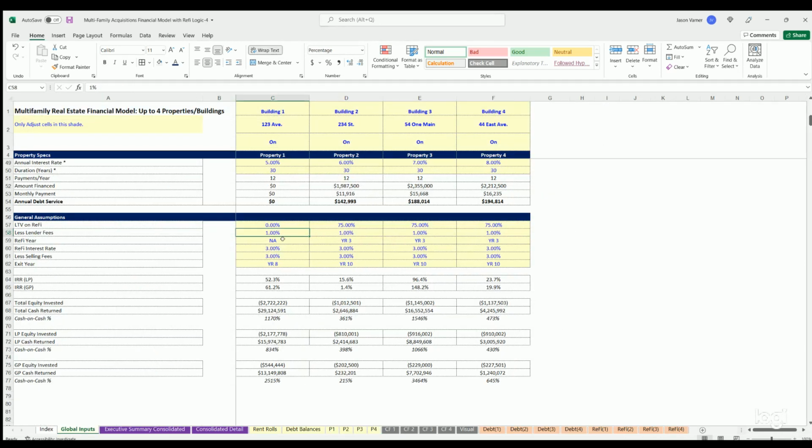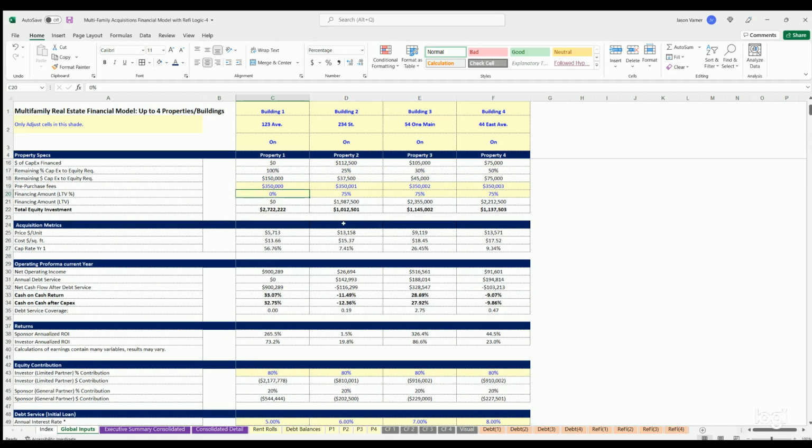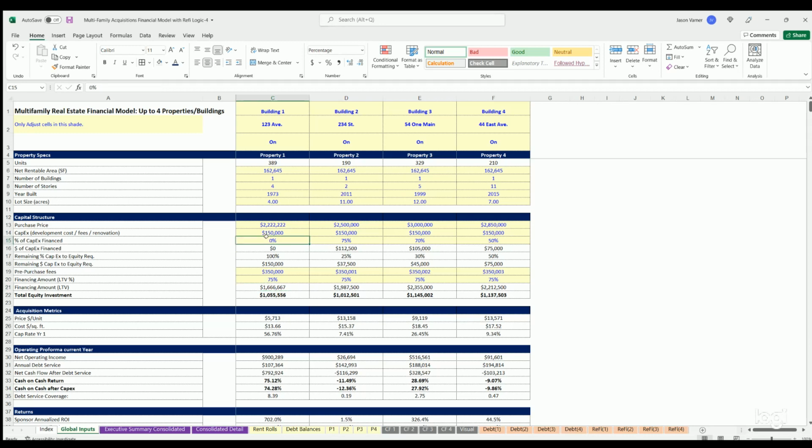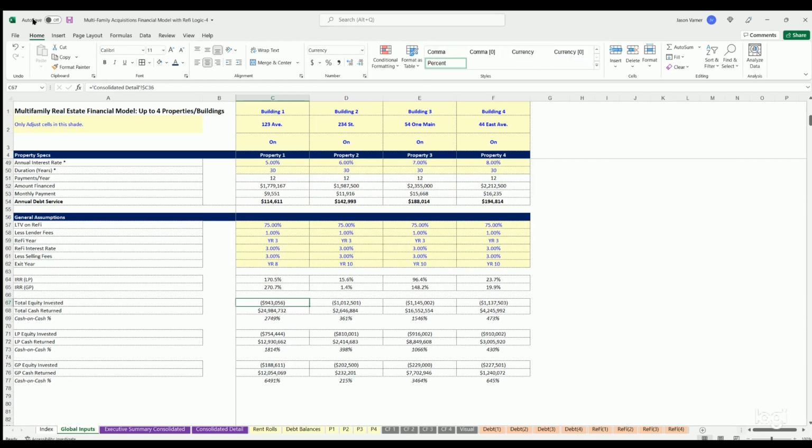Let's put this back. Put this at year 3. Put it 75%. Here, 75%. And 75. So you can see the equity requirement went down dramatically.